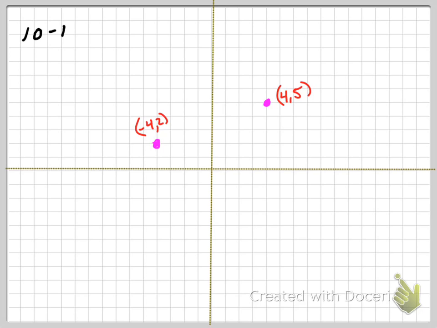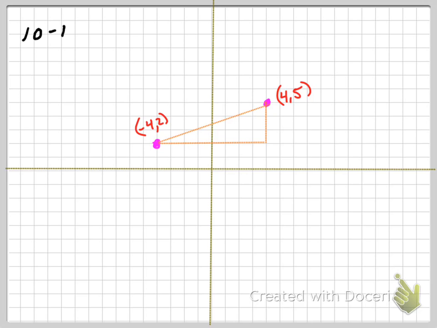The easiest way, in my opinion, to think about this is in terms of the Pythagorean theorem. That distance is just a hypotenuse. And all of you took geometry, so you've had the Pythagorean theorem before. So what we need to do is find those legs.